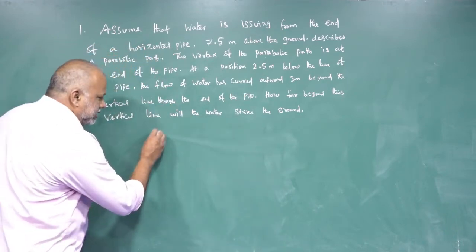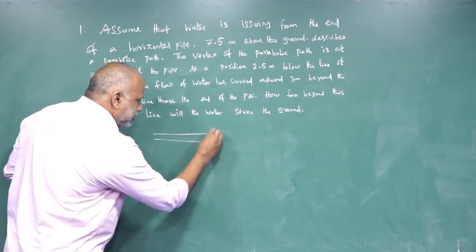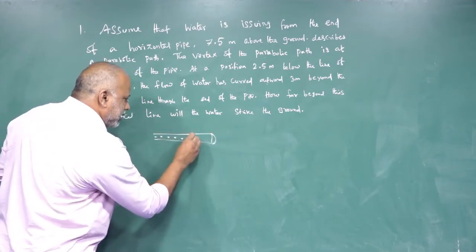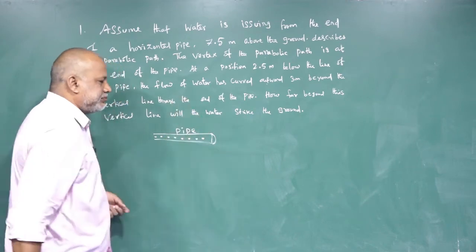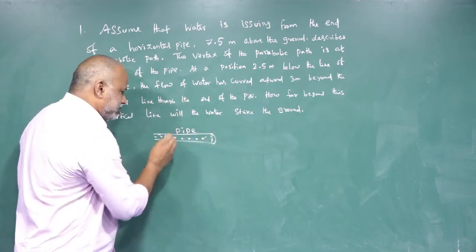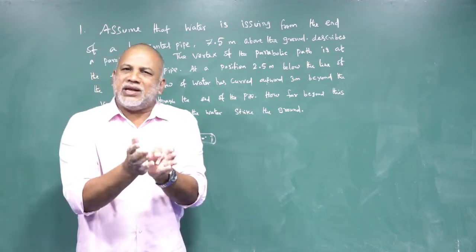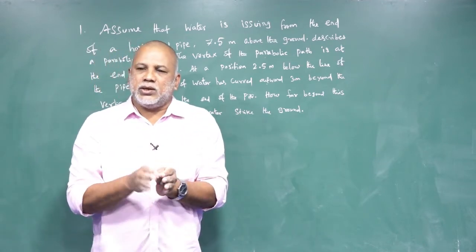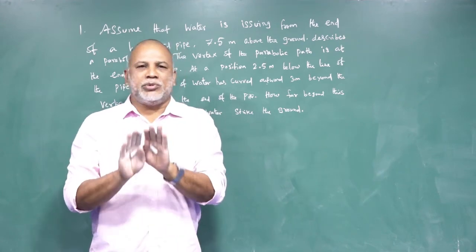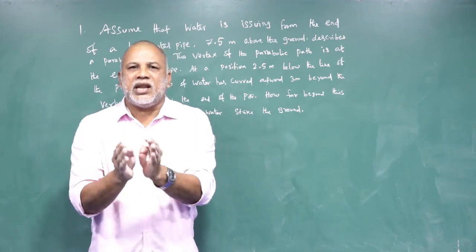Draw a simple diagram. Consider that is a horizontal pipe. Every day you are seeing a hose pipe. Think about how the water comes when you hold a hose pipe while watering the plants. How does it look? Think about it realistically. That is a real life problem.